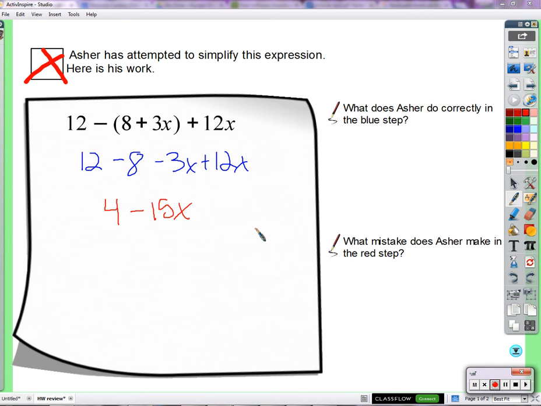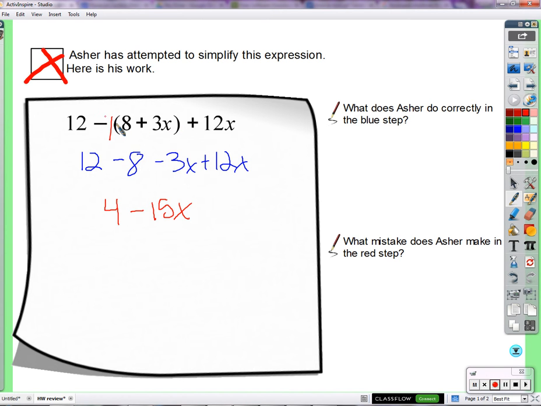Johnny? He did not want to distribute, so he put a 1 and then just took the parentheses off. Just put a 1 and took the parentheses off? Well, distributed the negative 1. So negative 1 times 8 is negative 8. Negative 1 times 3x is negative 3x.